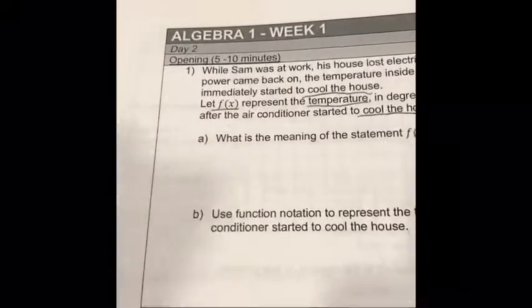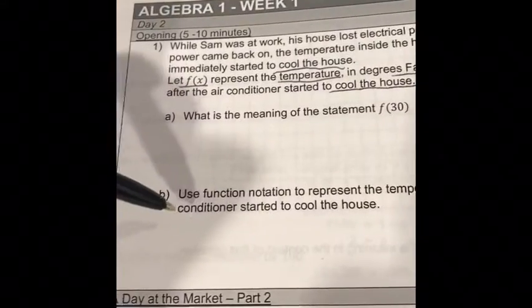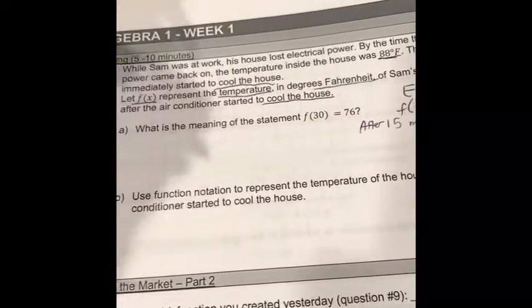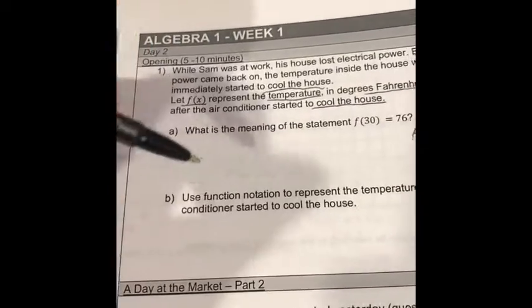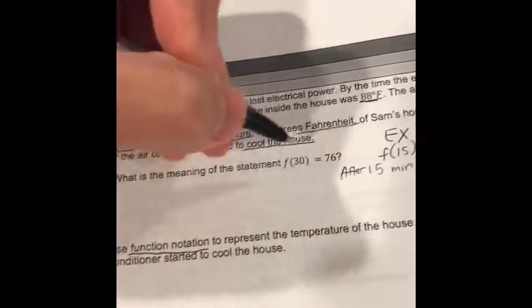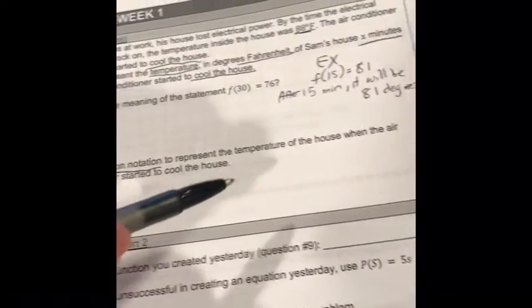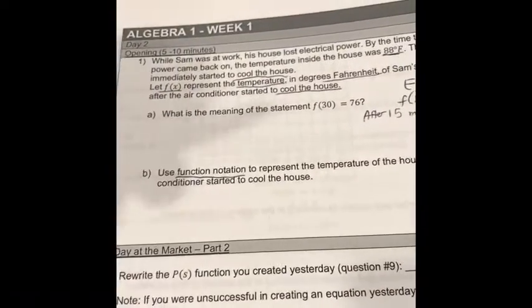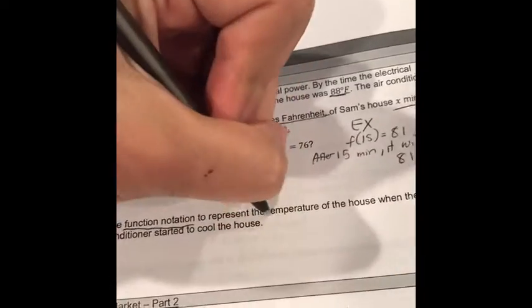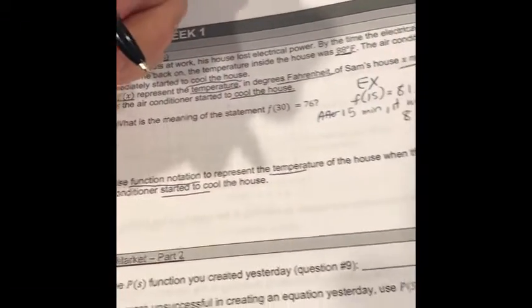Letter B, use function notation to represent the temperature of the house when the air conditioner started to cool the house. This one is a little bit confusing for me. I'm not really sure what they're asking. What I'm guessing is function notation right here. Function notation is basically this. However, do we have any specific numbers here? No. So we got to keep it general. The temperature of the house when the air conditioner started to cool the house.